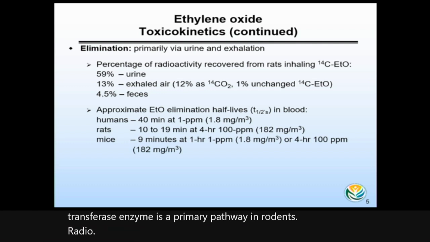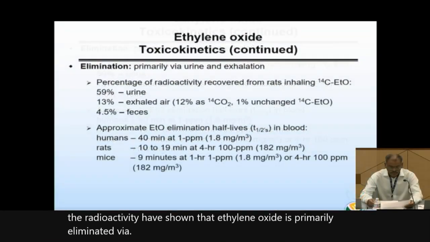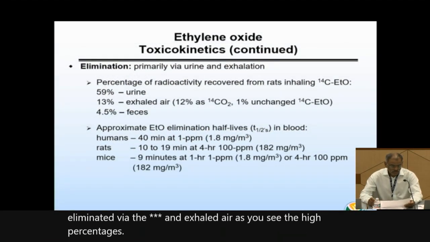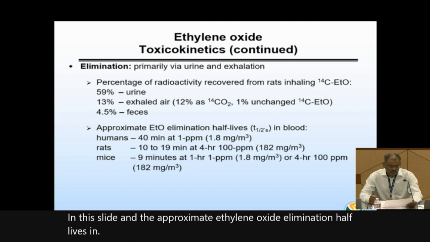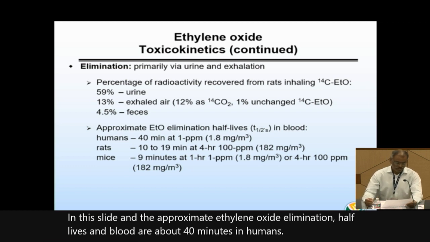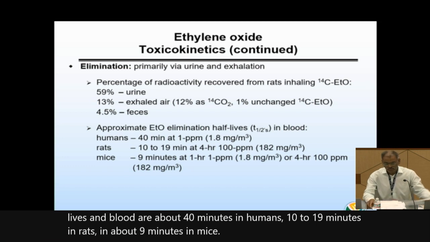Radioactivity studies based on recovery in the rats, recovery of the radioactivity, have shown that ethylene oxide is primarily eliminated via the urine and exhaled air, as you see the high percentages in this slide. And the approximate ethylene oxide elimination half-lives in blood are about 40 minutes in humans, 10 to 19 minutes in rats, and about 9 minutes in mice, so smaller animals eliminating it faster.